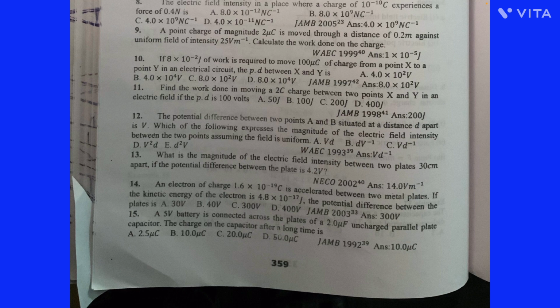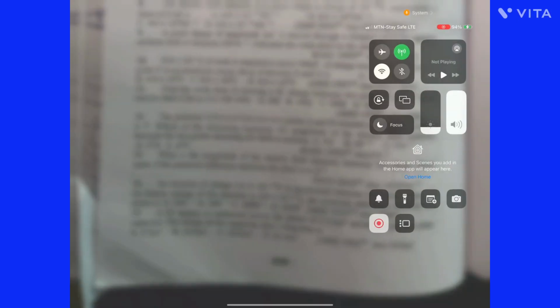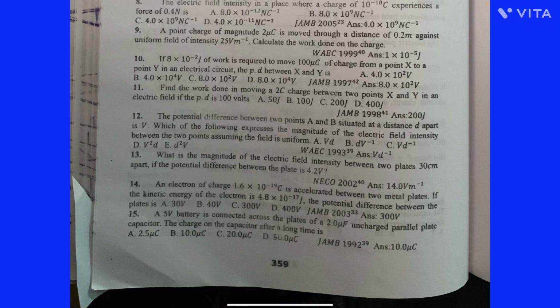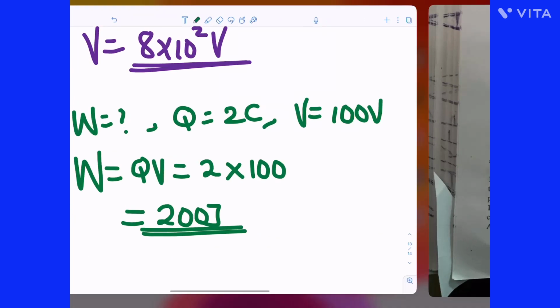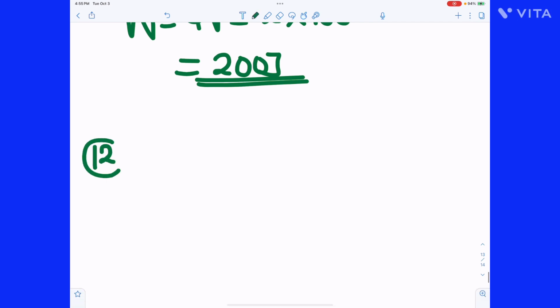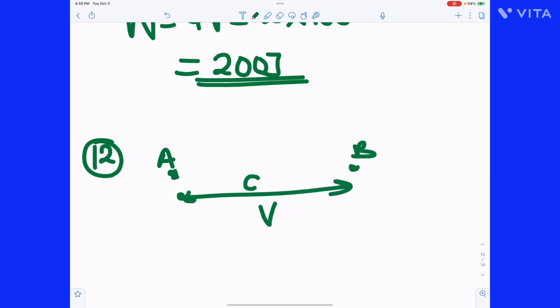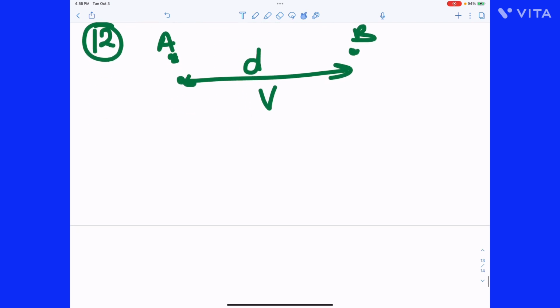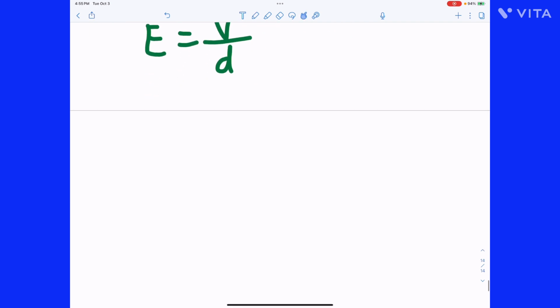The potential difference between 2 points A and B situated at a distance d apart is V. Which of the following expressions gives the magnitude of the electric field? I think we have done this many times. So, number 12. Potential difference PD between points A and B is V. And the distance between them is D. The electric field intensity is V over D. It's as simple as that.